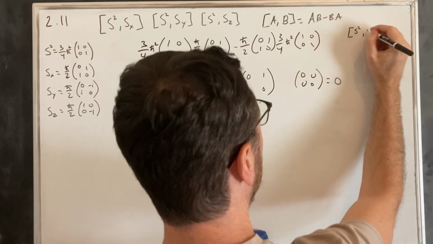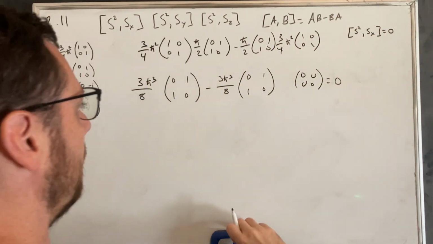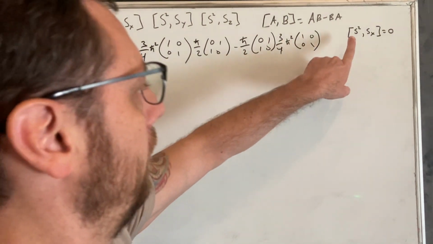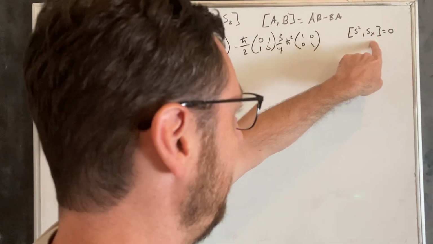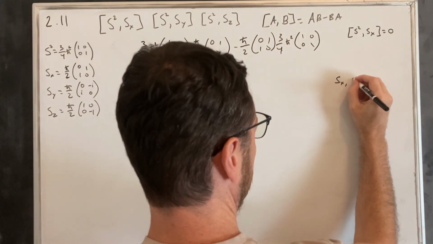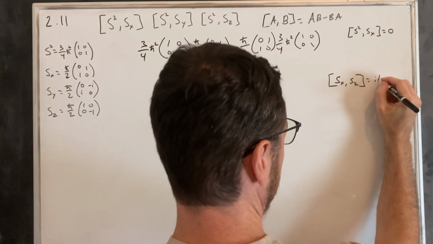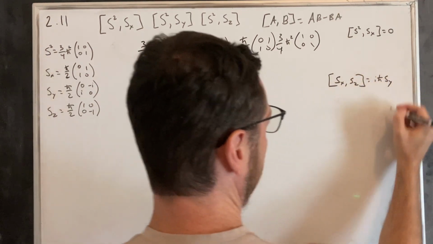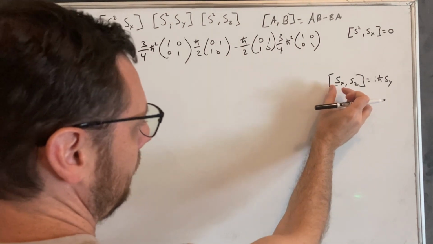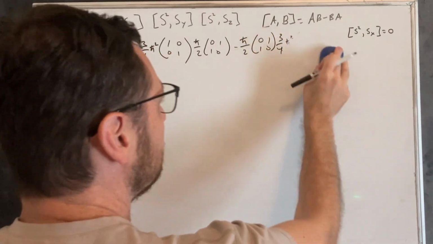S squared along with Sx equals 0, and that means it does commute, which means that we can know the measurement for S squared and Sx at the same time. If you remember when we had Sx, Sz, for example, and we got i h bar Sy, it was not 0, so they do not commute, which means we can't know the measurement for Sx and Sz at the same time. But for these we can.